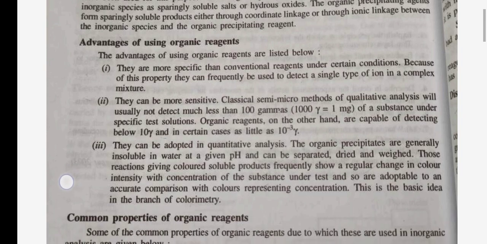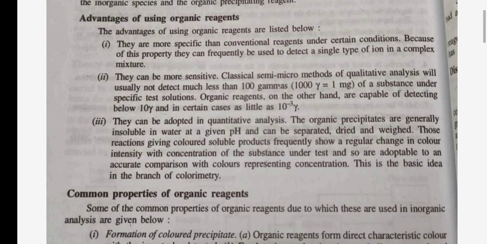Third one is they can be adapted in quantitative analysis. The organic precipitates are generally insoluble in water at a given pH and can be separated, dried and weighed. Those reactions giving colored soluble products frequently show regular changes in color intensity with the concentration of the substance under test, and so are adaptable to an accurate comparison with color representing concentration. This is the basic idea in the branch of colorimetry.